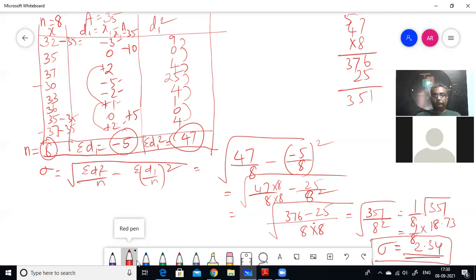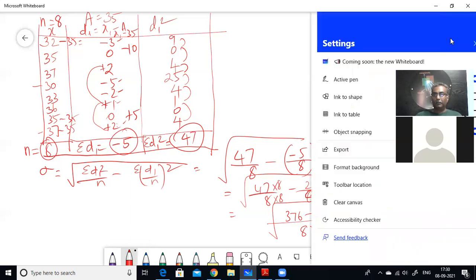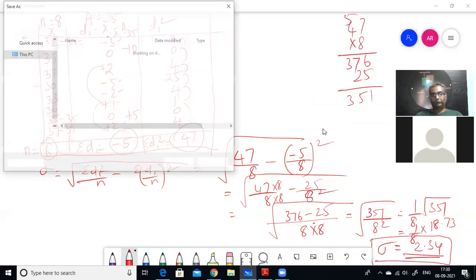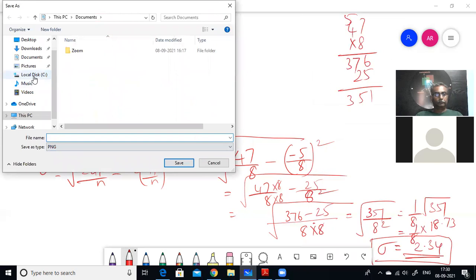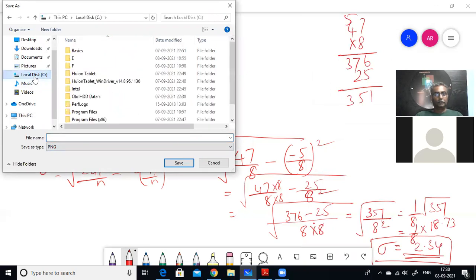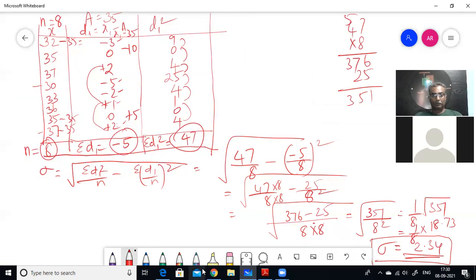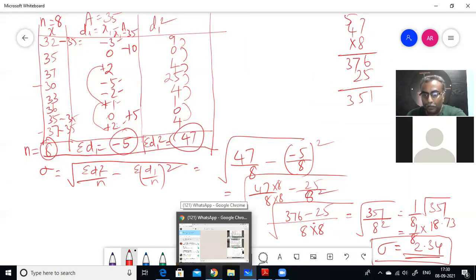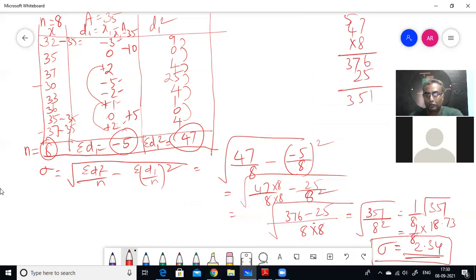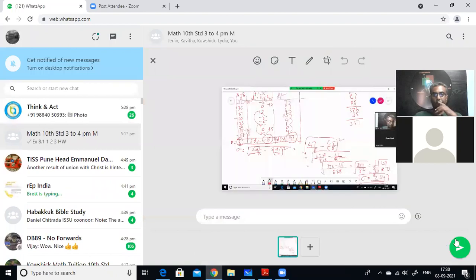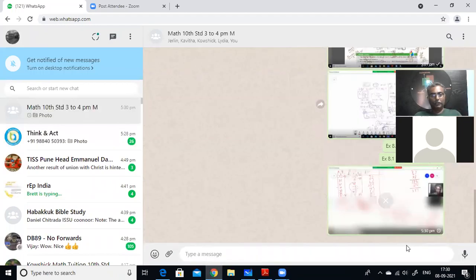Okay, I'm going to now send this as a PNG image. I hope you can take it in. Let me print screen. It's taking a long time. So that is how you did the fourth sum.